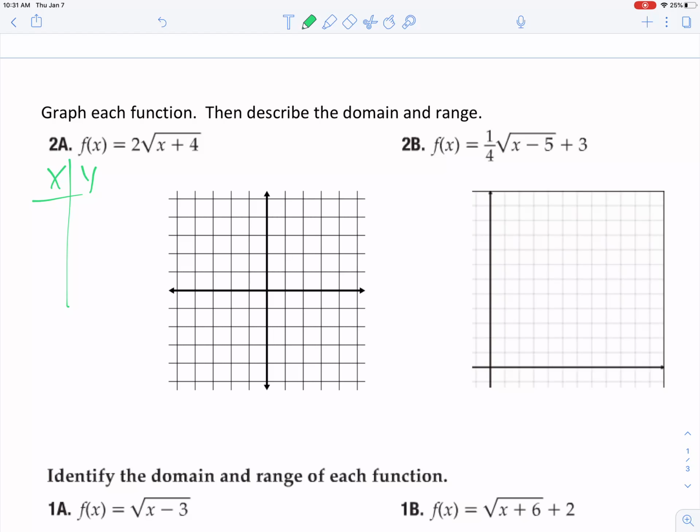x, y. Since this is a positive 4, and I know that h is opposite of what I think, this is actually going to be a negative 4. And then k, since there is no plus a number, that's just going to be 0. Also, another way that you could have figured this out was to take what's underneath the radical sign, set it equal to 0. x equaling negative 4 is your far left value to put in your table.